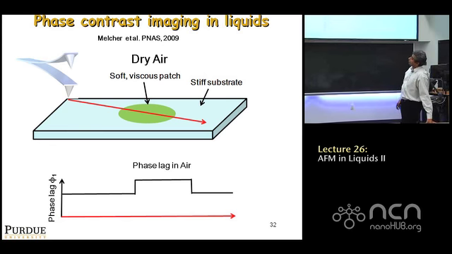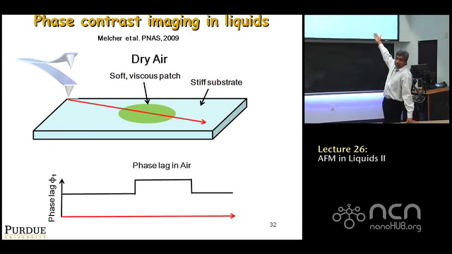So a good proof of it would be, let's say you had a soft viscous patch on a hard mica sample, right? If you're tapping in air over such a hypothetical sample and you plotted phase lag as you went over it, the phase lag, or rather the sine of phase lag, would increase when you went over the viscous part of the sample, right? Because there's tip-sample dissipation. This is the standard understanding, right?